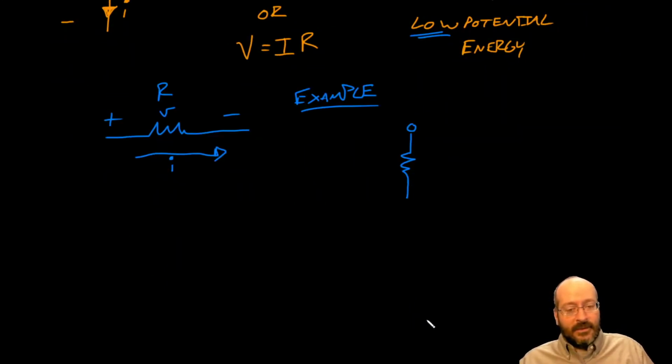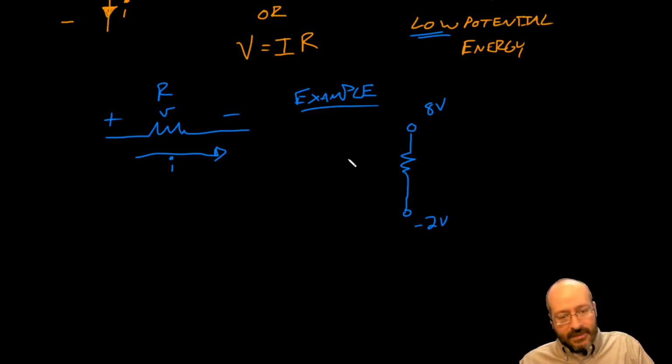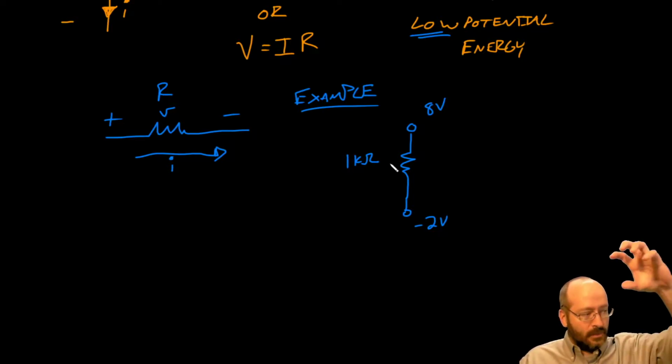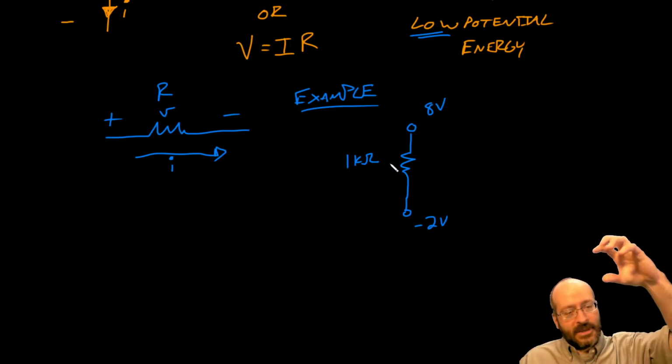Okay, and we're going to get some labeled voltages in here, which is fun, right? So we get a resistor that looks like this, and down on this side we have another one. So that's 8 volts, and this is negative 2 volts. Okay, and we have a 1 kilo ohm resistor, and that negative 2 volts can throw you if you're not comfortable with it, but it's just energy that's below whatever point you're calling 0, right?